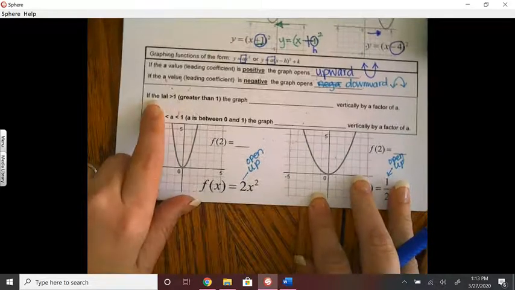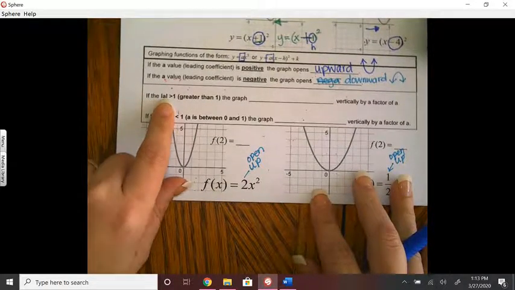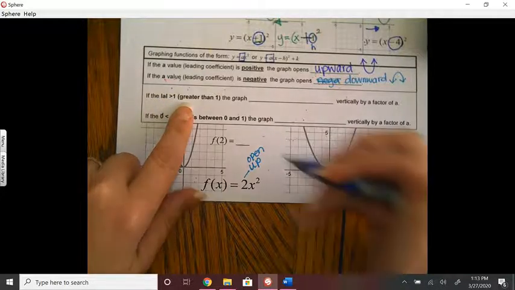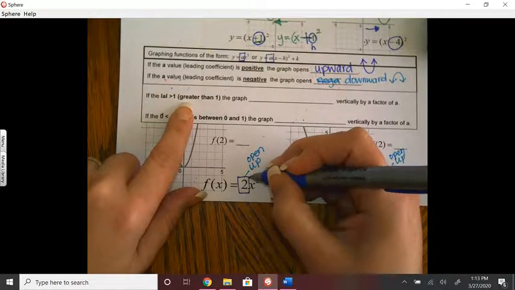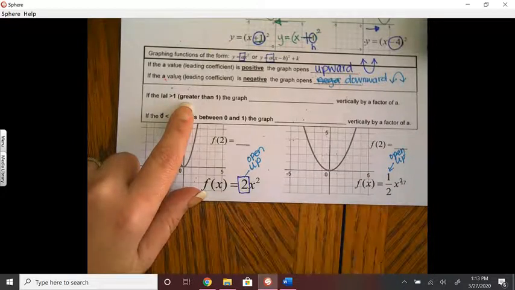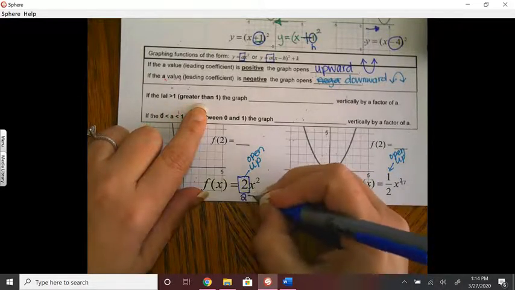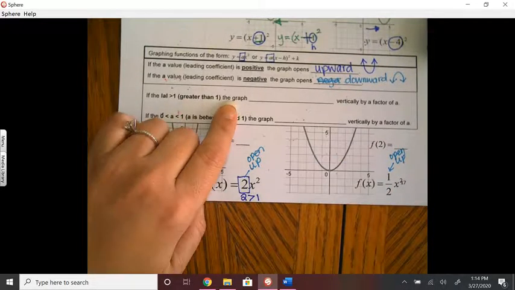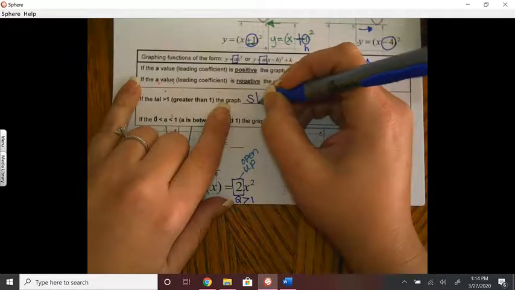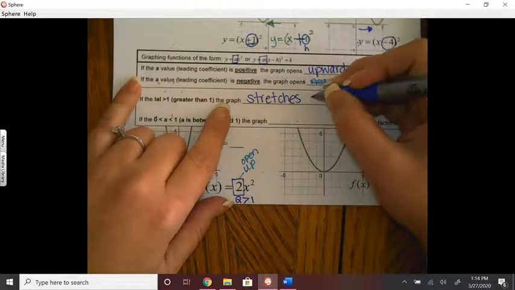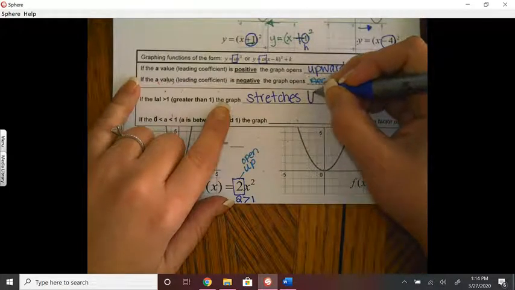So what we say is if the absolute value of the a value is greater than 1, so if the number here, we always think of it as a positive, if that number there as a positive is greater than 1, so this one 2 is greater than 1, the graph is going to be more stretched. So it stretches. So when we stretch, it makes it look skinnier.